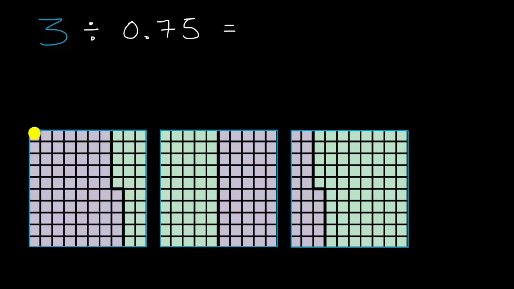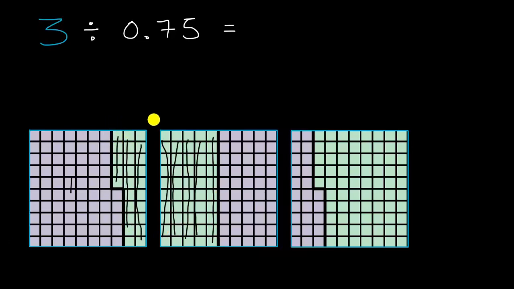You can count these. So this is 10, 20, 30, 40, 50, 60, 70, and then 5 hundredths. So this right over here is one group of 75 hundredths. And then in green, you have another group of 75 hundredths. So you have 10, 20, 30, 40, 50, 60, 70, and then 75.